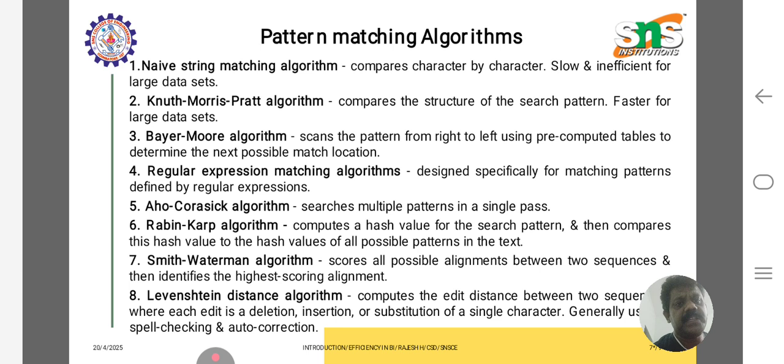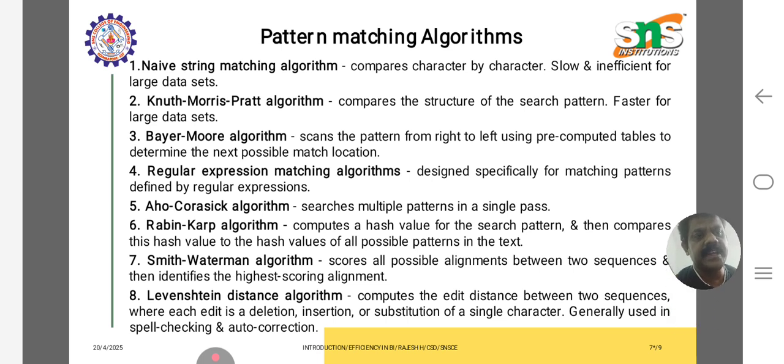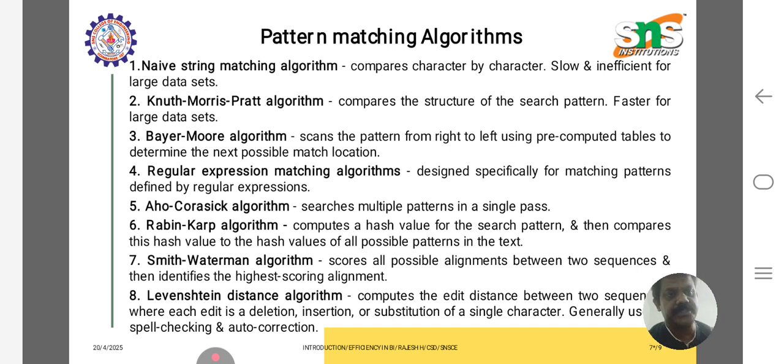The Rabin-Karp algorithm computes a hash value for the search pattern and then compares this hash value to the hash values of all possible patterns in the text. The Smith-Waterman algorithm scores all possible alignments between two sequences and then identifies the highest scoring alignment. The last one is the Levenshtein distance algorithm, which is used to compute the edit distance between two sequences, where each edit is a deletion, insertion, or substitution of a single character. It is generally used in spell checking and auto correction features.